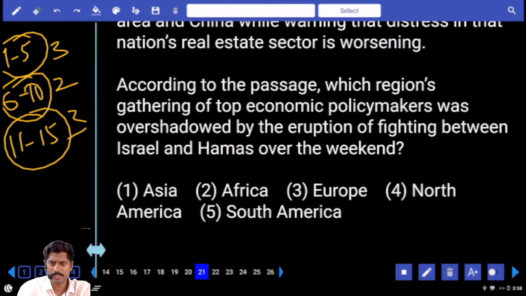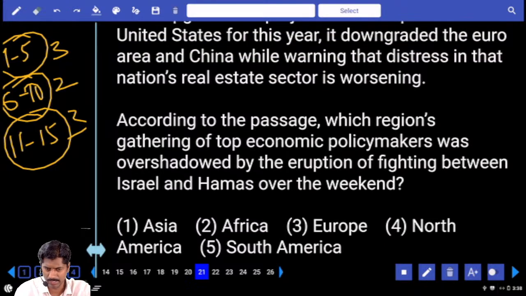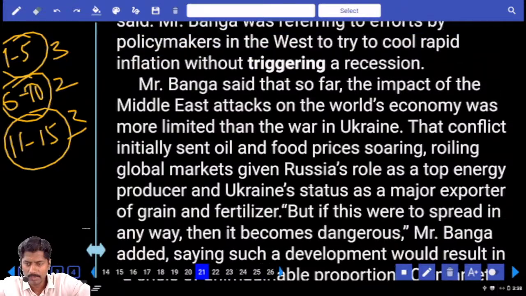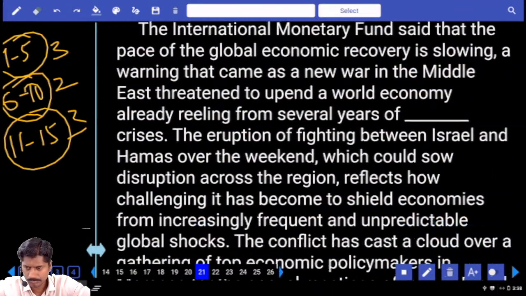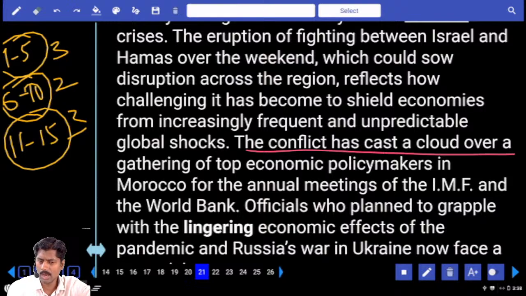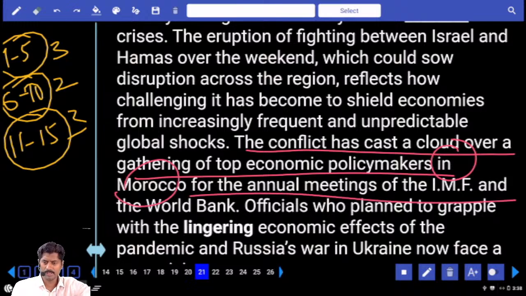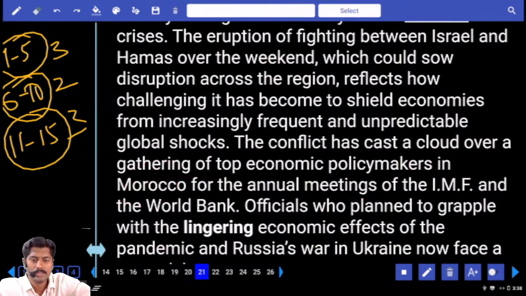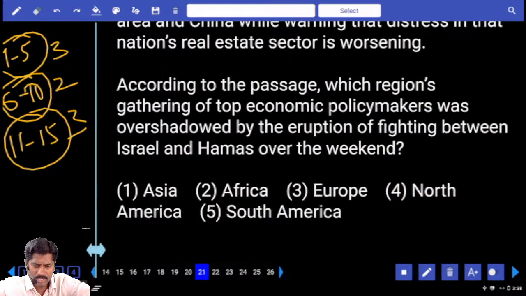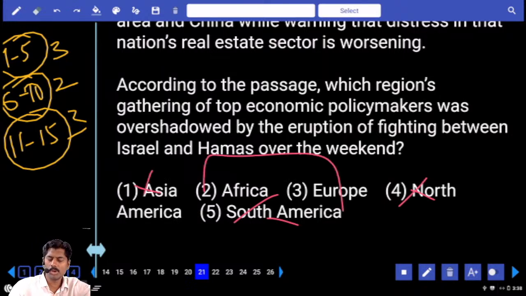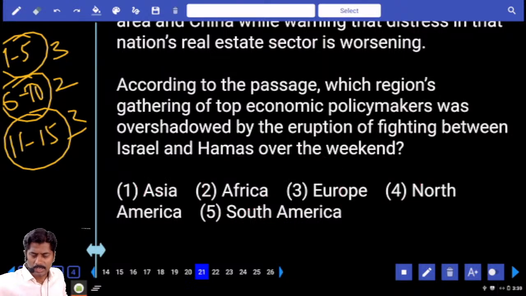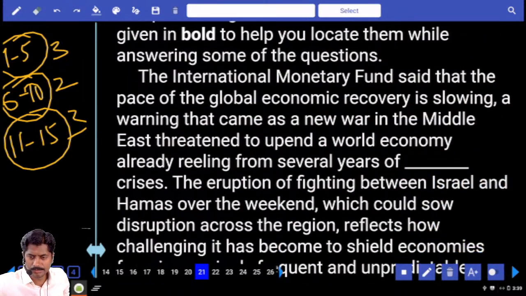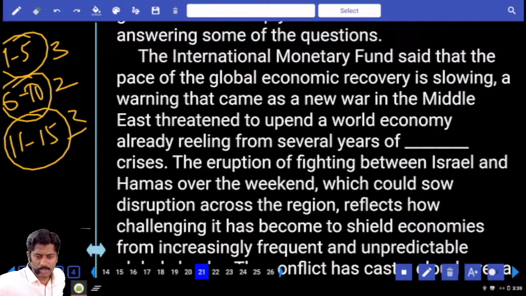According to the passage, which region's gathering of top economic policy makers was overshadowed by the eruption of fighting between Israel and Hamas? Where is it? The conflict has cast a cloud over the gathering of top economic policy makers in Morocco for the annual meeting of the IMF and the World Bank. So what is the answer? Asia, no. Africa, Europe, North America, South America. Not Asia. The answer is Morocco, according to Africa or Europe? It is geographical based, I guess. Did they mention Africa or Europe there in the first paragraph? Did they mention Africa or Europe?